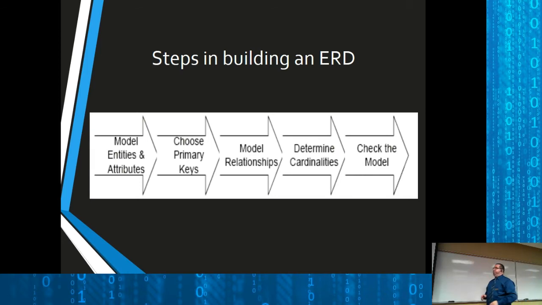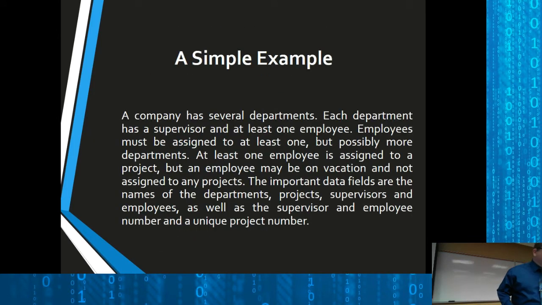Simplified version via picture. You model the entities and the attributes. You choose your primary keys. You do your relationships. Do your cardinalities and you check the model. So that's that big long list earlier, shortened down to the picture. These are the big steps. And I'm going to skip the next slide because the next slide repeats what I just said. It's numbered instead. Okay, here's an example.